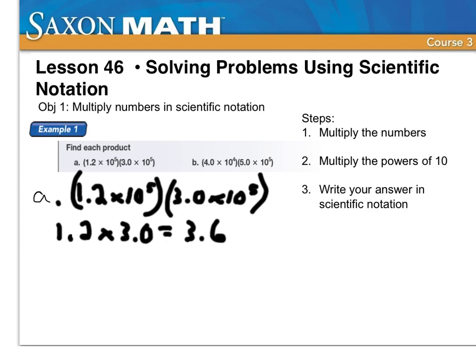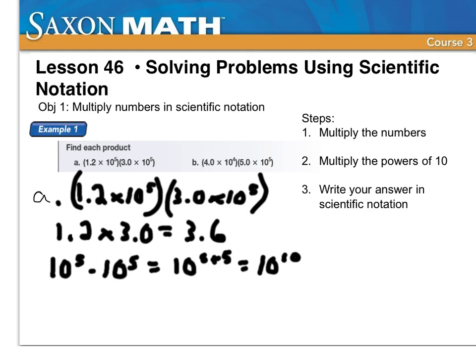Step 2 is to multiply the powers of 10. So now I'm going to take the second part, the 10 to the 5th, and multiply it by 10 to the 5th. Remember, when we multiply a number with the same base raised to an exponent, we keep the base and we add the exponent. So it's 10 to the 5 plus 5, which is equal to 10 to the 10th.